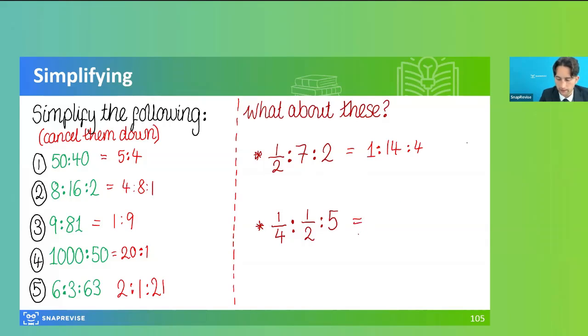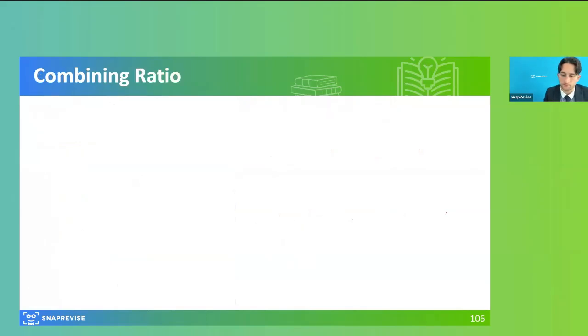And equivalently here, the smallest fraction is a quarter. So I times through by 4, and I get 1 to 2 to 20. And if we look at it, that is still the biggest, that's middle, and that's the smallest. So we sense check it. But just look out for that, because that sort of throws us off sometimes.